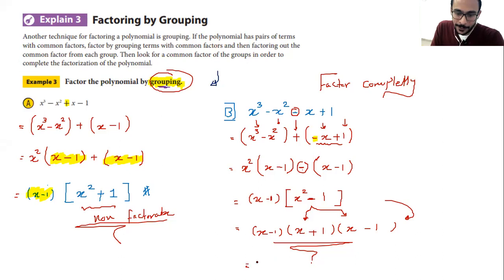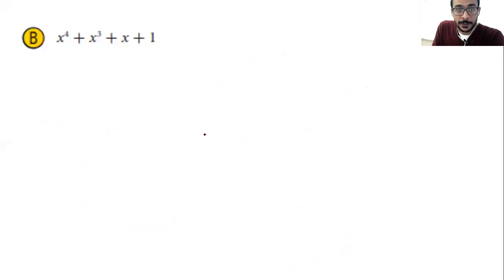You can complete one more step: x and x minus 1, all to the power of 2, times x, x plus 1. Right, it's perfect now. Thanks a lot. Okay, next question, letter B.